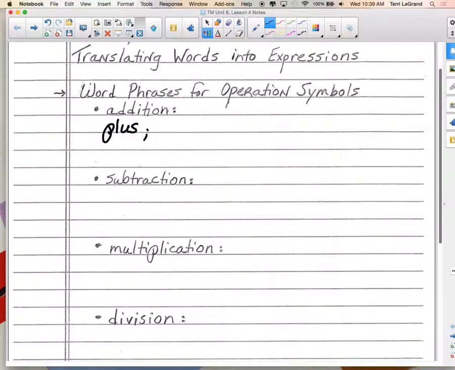Sum. Could you spell that for me? S-U-M. That kind of a sum. The answer you get when you add is a sum. S-U-M, not the other sum, okay? Okay, let's get a new volunteer. There's lots more words or word phrases we can come up with for addition.